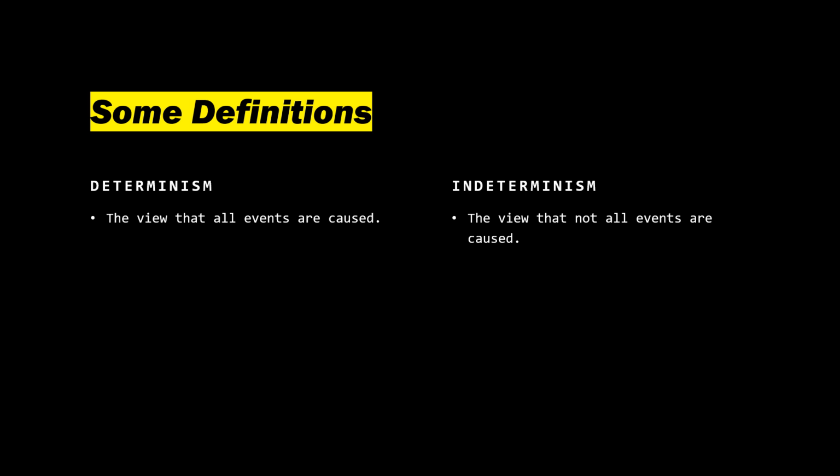So look carefully at these two definitions. You'll notice that they are mutually exclusive and that they completely constrain all possibilities, right? So the idea is that either every event is caused, that is, there's some reason why it happened the way it did and not some other way, or not every event is caused. So one of these two things has to be true, and they can't both be true.